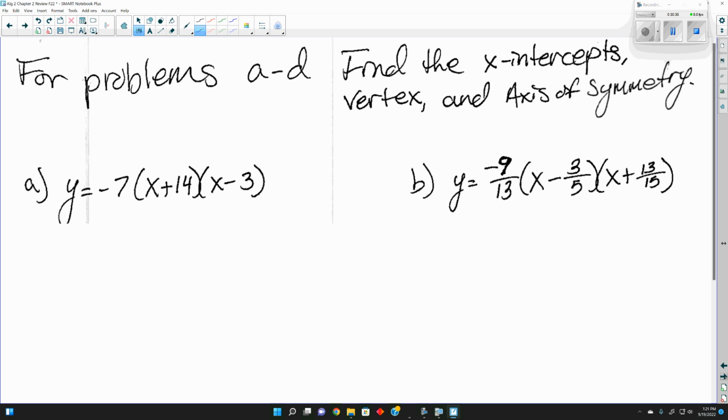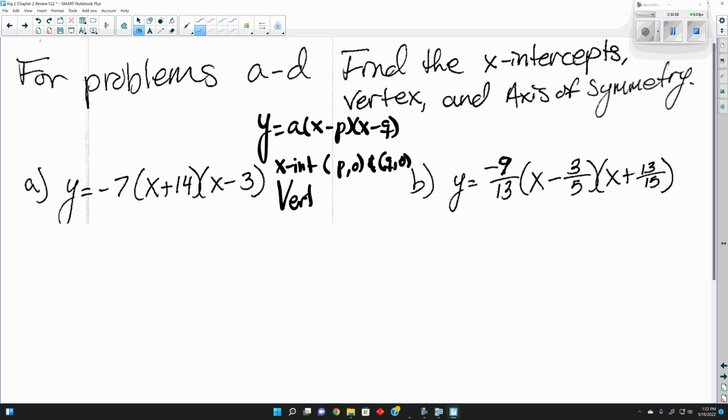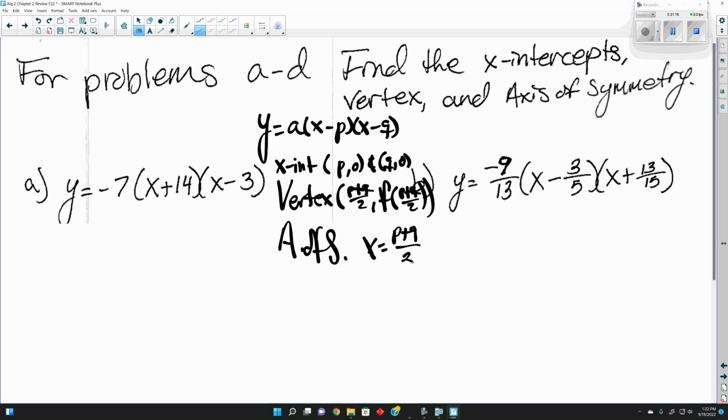So we're looking for the x-intercepts, vertex, and axis of symmetry. And these are in intercept form, not standard form: y is equal to a times x minus p times x minus q, where the x-intercepts are p comma 0 and q comma 0. Our vertex is the point p plus q over 2 comma f of p plus q over 2. And the axis of symmetry is x is equal to p plus q over 2. And we have this information here.